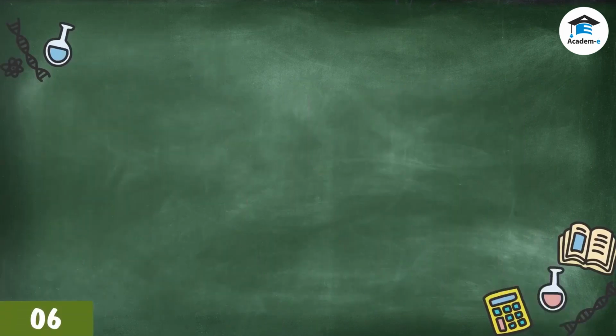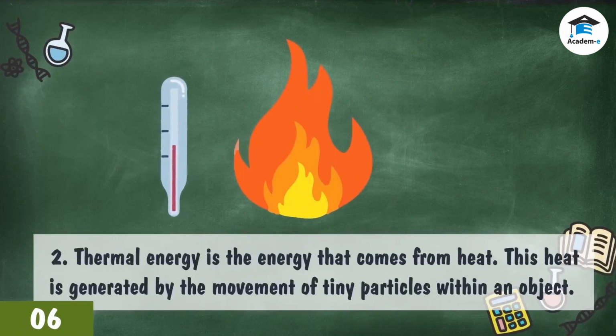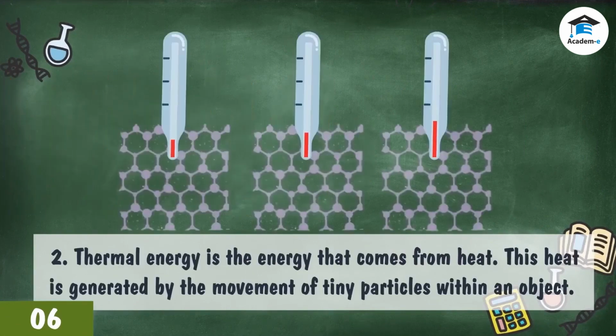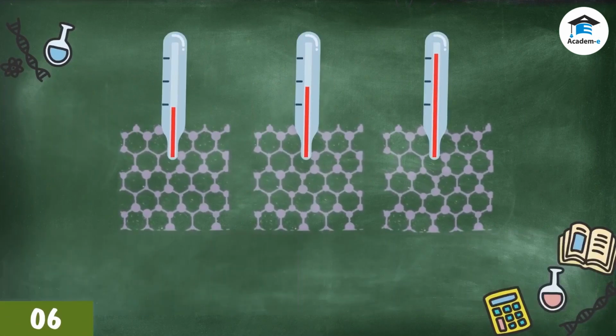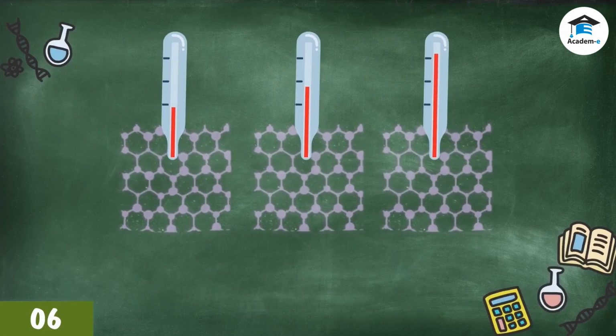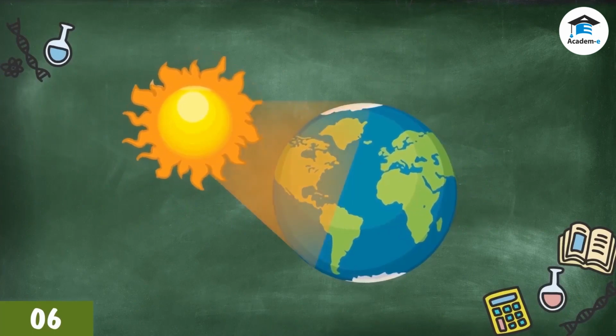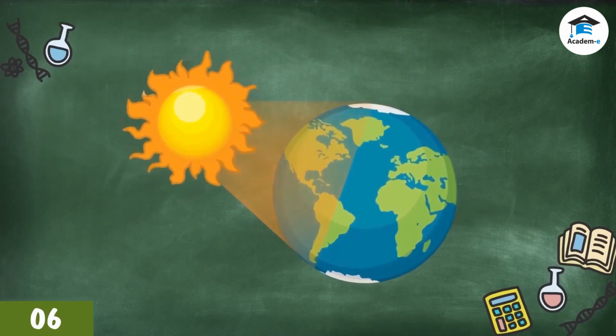The second form of energy is the thermal energy, which is the energy that comes from heat. Heat energy is another name for thermal energy. This heat is generated by the movement of tiny particles within an object. The faster these particles move, the more heat is generated. The major source of thermal energy is the sun because it warms the earth and the atmosphere.